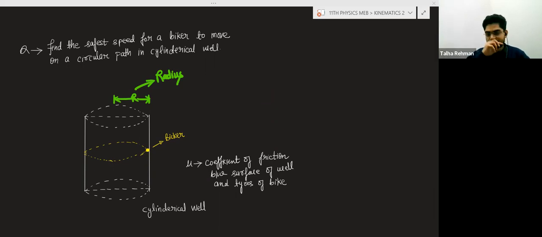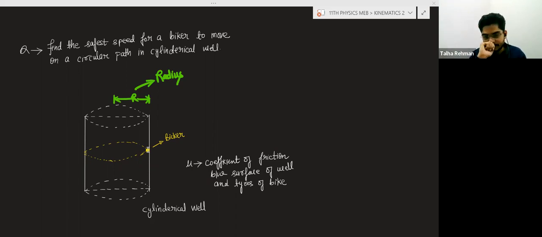Okay. Now we have to find the safest speed for which a biker can move on a circular path in a cylindrical well. So basically this is a cylindrical well and here is one biker, and that biker is moving like this in a cylindrical well, riding the bike in the well.